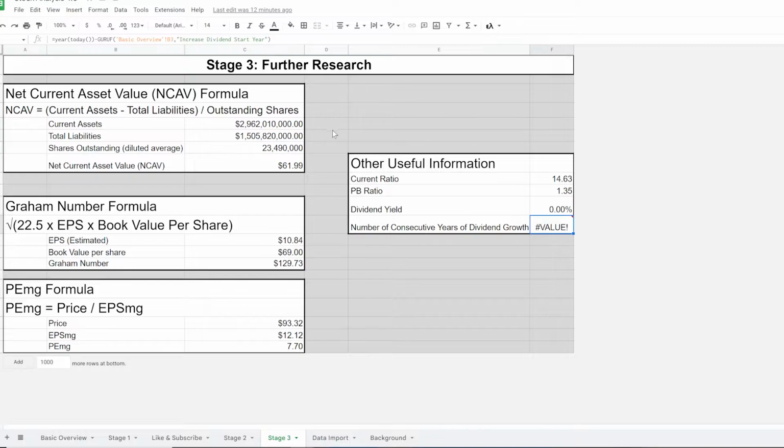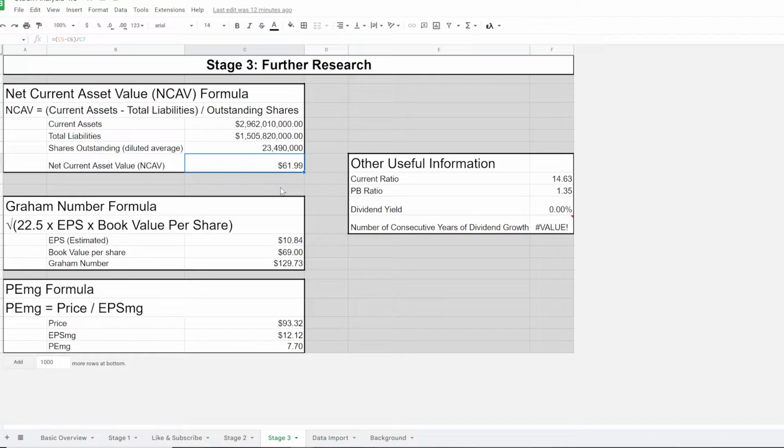These are some things that might be useful to you. One, the net current asset formula. So what we do here is this is trying to give you a floor for the price. So it's a floor because if the company were to take all of its cash, its current assets, and to pay off every single one of its liabilities, and then distribute the cash to all of the shareholders, then you'd have about $62 per share.